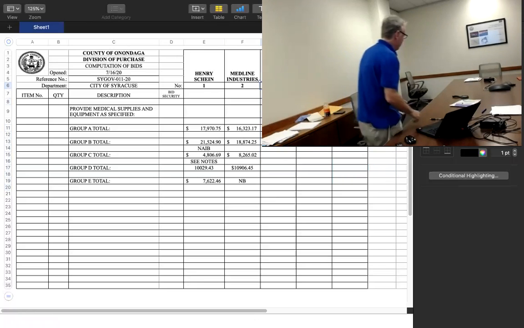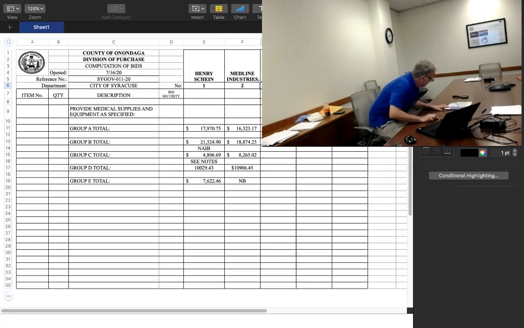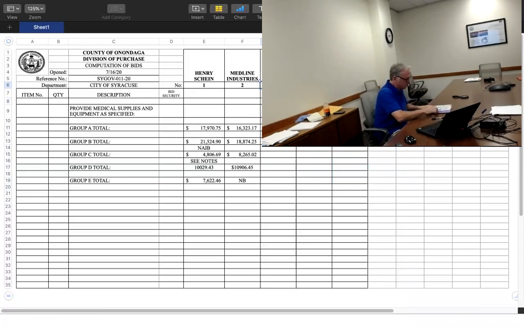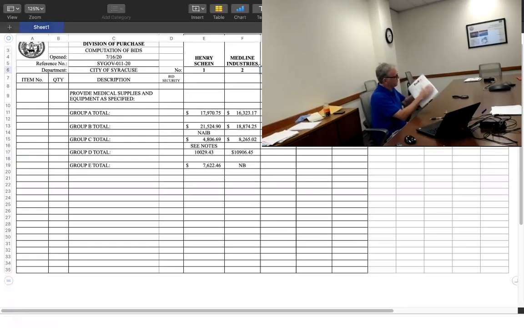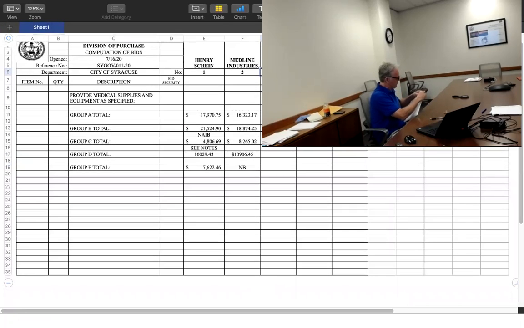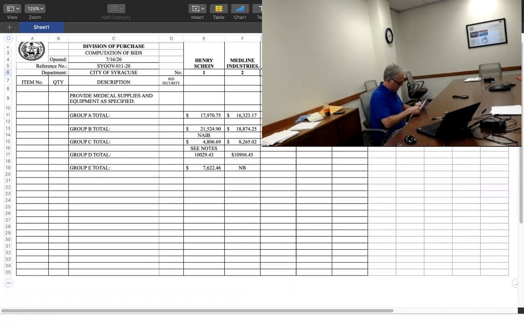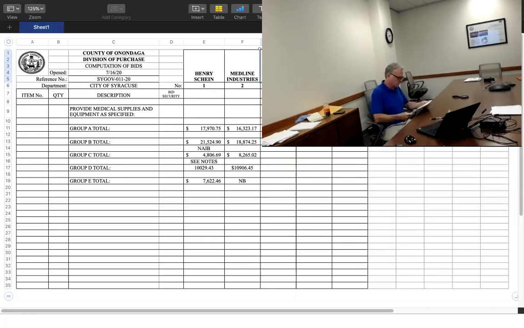And the last bidder is Bound Tree, B-O-U-N-D-T-R-E-E.